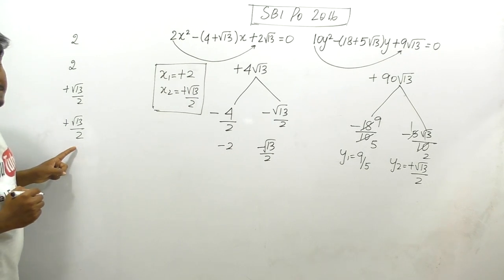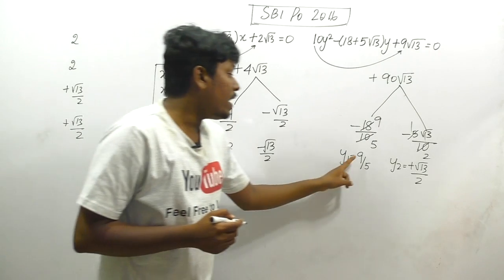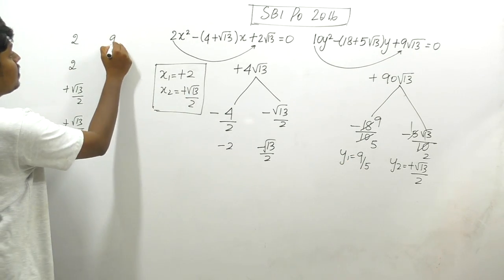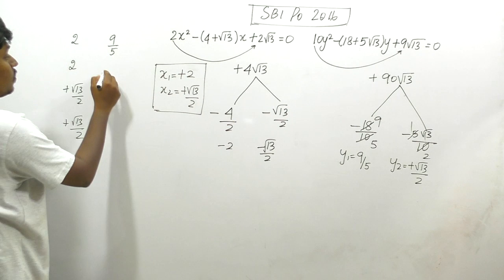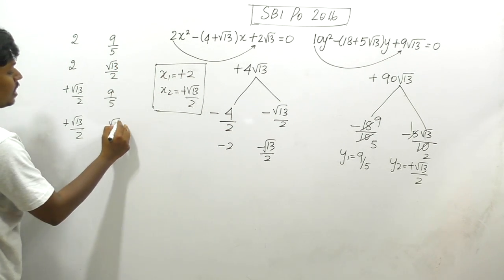This is my methodology, friends. I used to fix x1 constant and compare with all the y terms. Y1, which is 9 by 5, so 9 divided by 5. Y2, which is root 13 by 2, similarly y1, which is 9 by 5 and root 13 by 2.